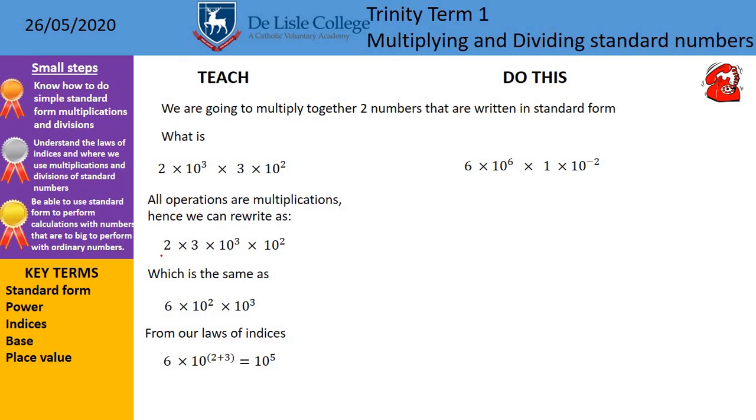So what we've taken are these two values here, and then we can use our rules of indices here to get 10 to the power 5. So in actual fact, we get the solution 6 times 10 to the power 5.